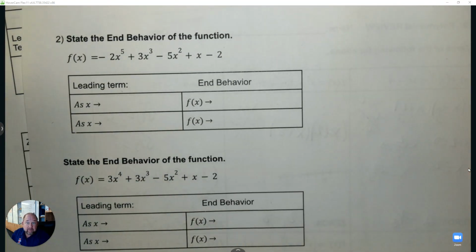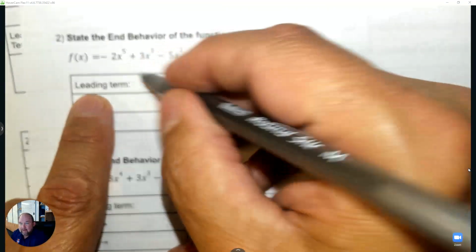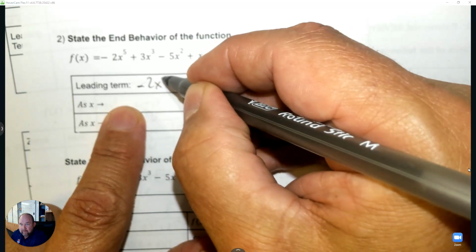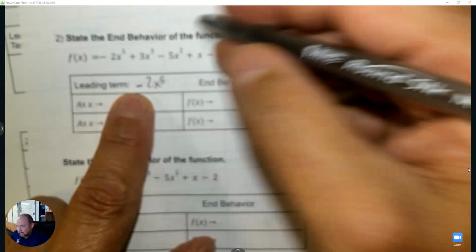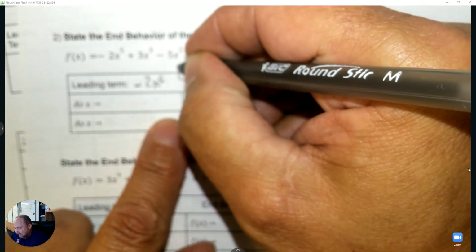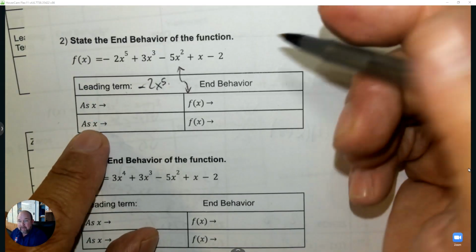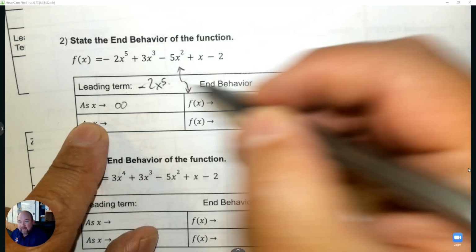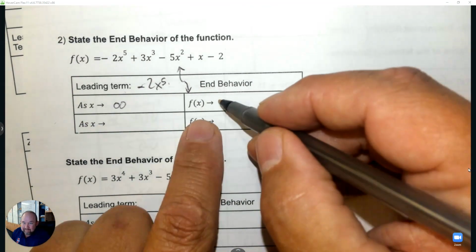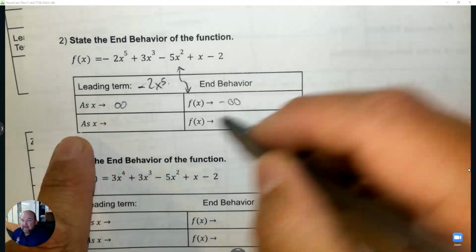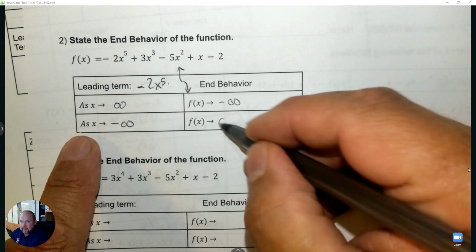Number 2, you should try it first, right? So this is just end behavior. So the leading term is negative 2x to the 5th. So I see it's negative with an odd exponent. That means the right end goes down and the left end goes up. And how we write that, notice the beginning part of the end behavior there. So as x approaches infinity, the right end goes down. As x approaches negative infinity, the left end goes up.